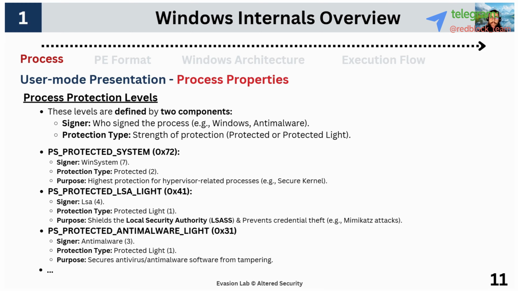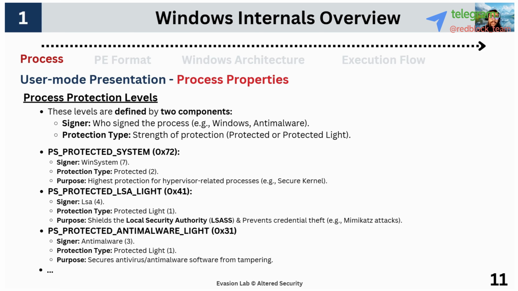And the signer of this protection level is LSA with value 4, signed by the Local Security Authority, and the protection type is protected light. Its value is 1. It's a light protection level, which, using the combination of the two values, forms a protection level value of 41 in hexadecimal.